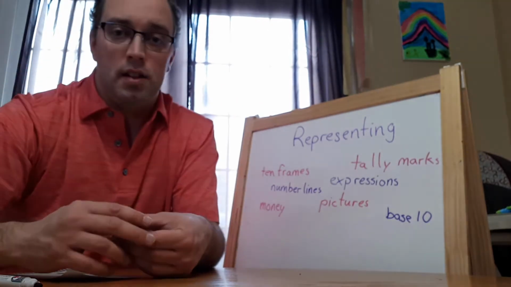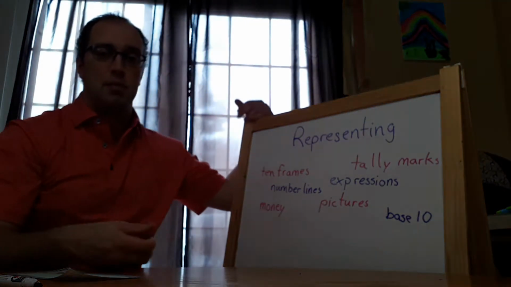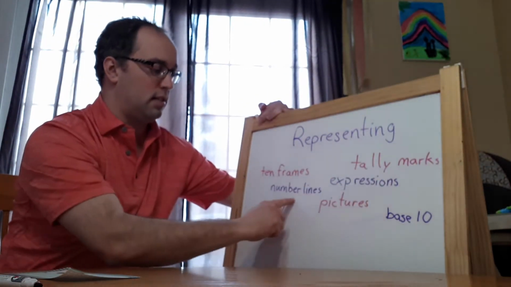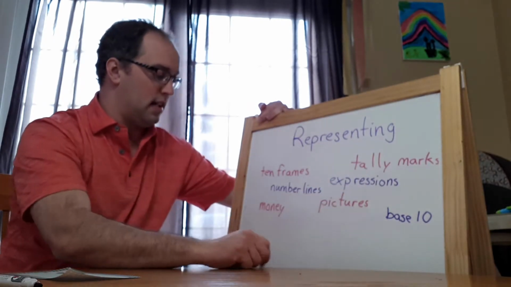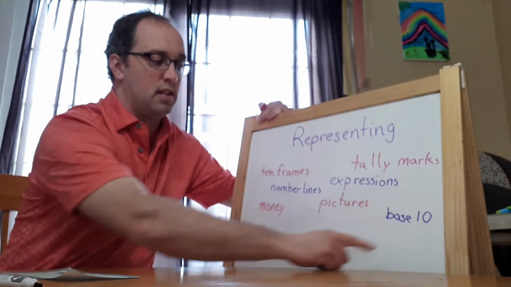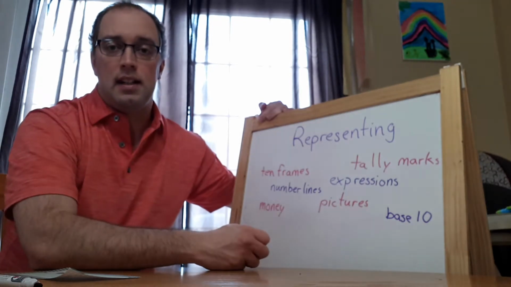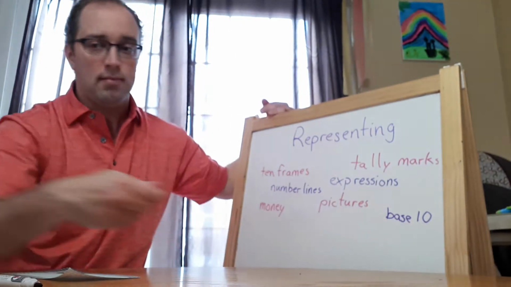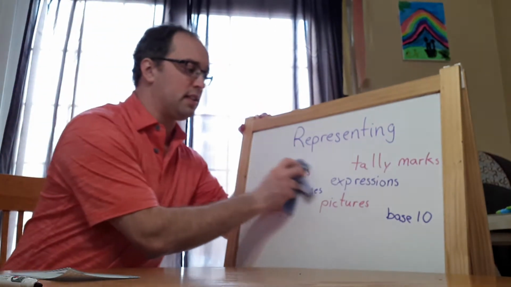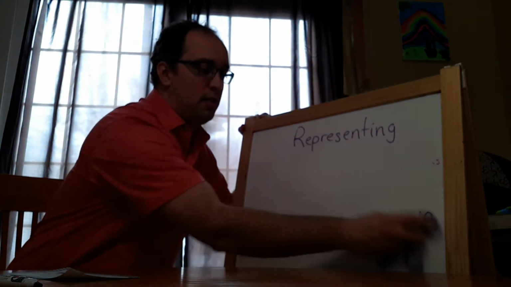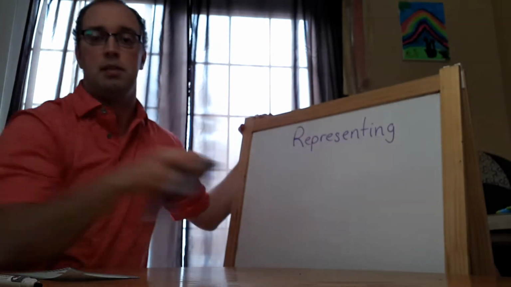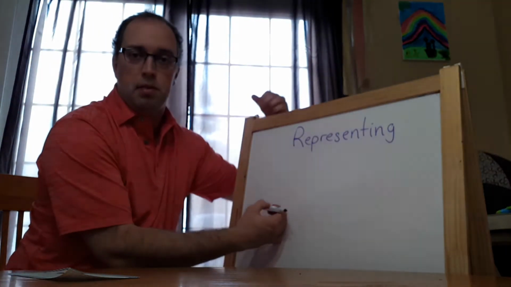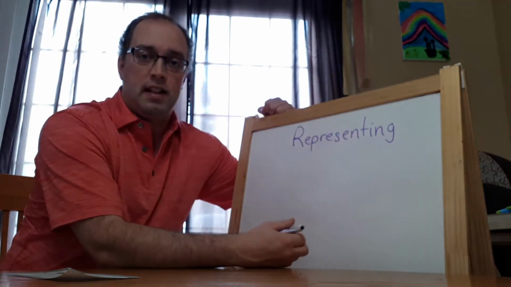What can you use to do it? Well, I have a list here of some things you can do. We can use 10 frames, tally marks, number lines, expressions, money, pictures, base 10 blocks, and anything really that you can use to show a number. All right, so I'm going to give a couple examples of how to represent numbers in multiple ways. So I'll do a 2-digit number for this one and then a 3-digit number later on.